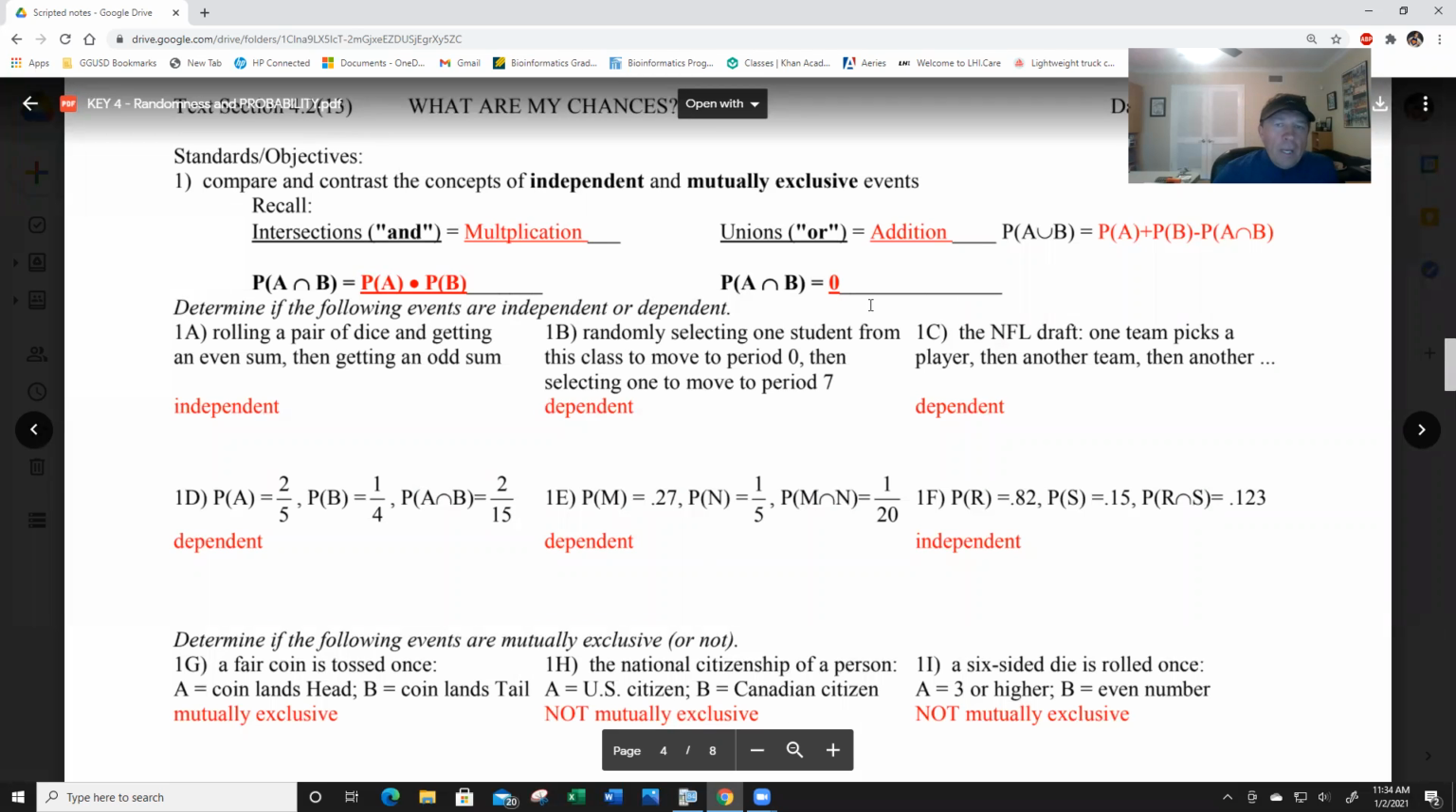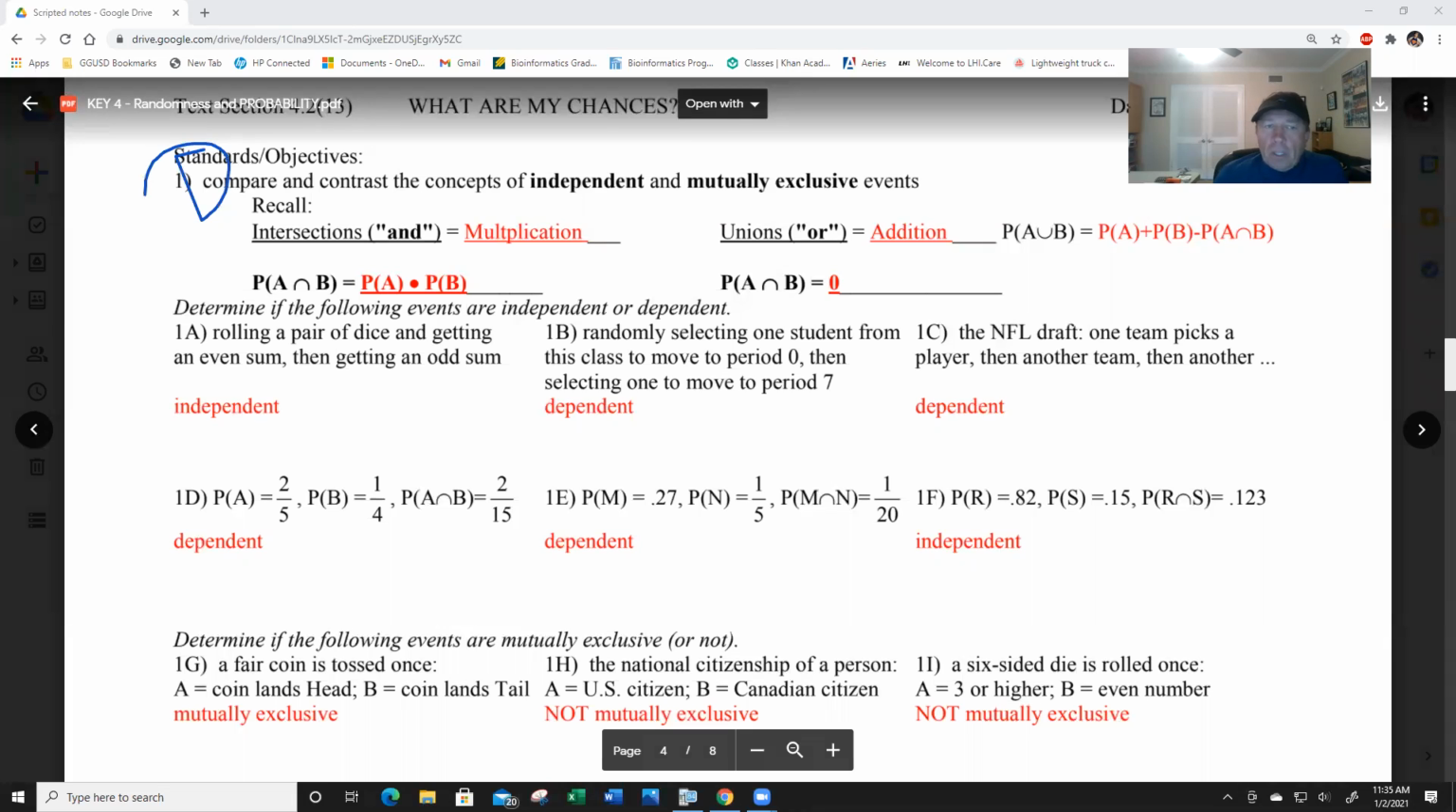All right, this is probability for JV statistics, and this is text section 4.2. It's actually chapter 13 in the book, hence the notation. And we are talking about independent and mutually exclusive events. All right, so these are really easy to get confused. They're hard to keep straight. So let's go through a few things in item 1 here, okay?